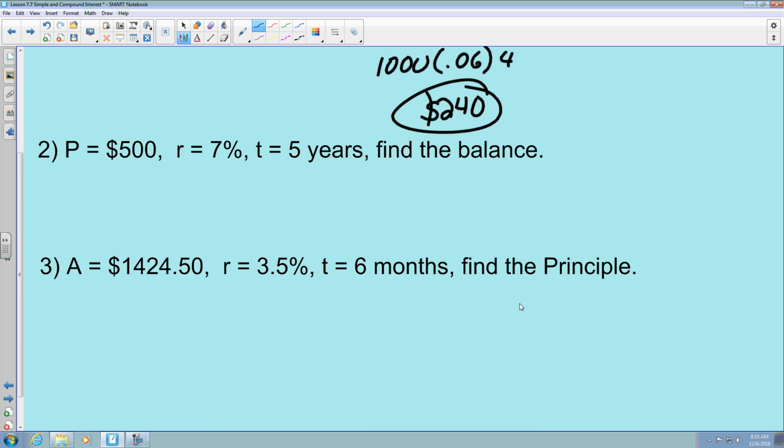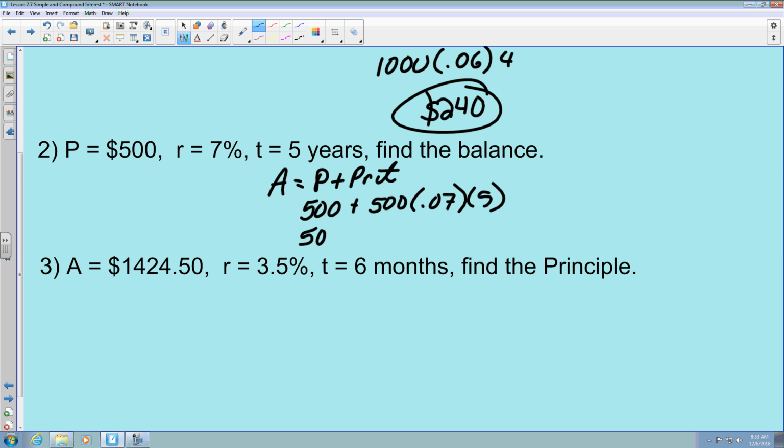All right, there may be some situations where they just give you the value of P, the value of R, value of T, and then it says find the balance. So find the balance, that means it's the account balance, so that's using the A equals P plus PRT format. So I go here, this is 500 plus 500 times 0.07 times 5 years. So I get 500 here plus I multiply 500 times 0.07 times 5, you get $175, and that gives you a total of $675.